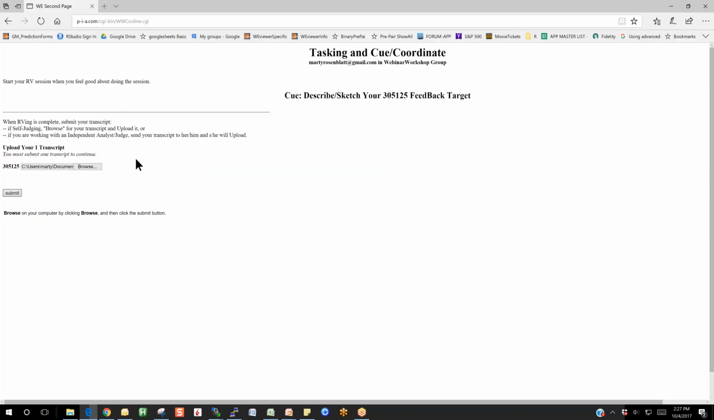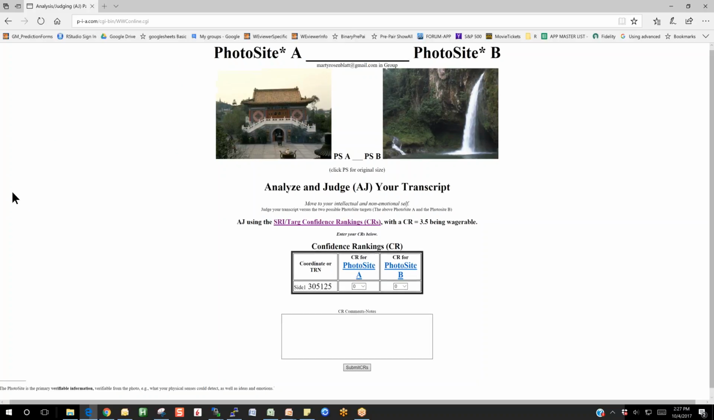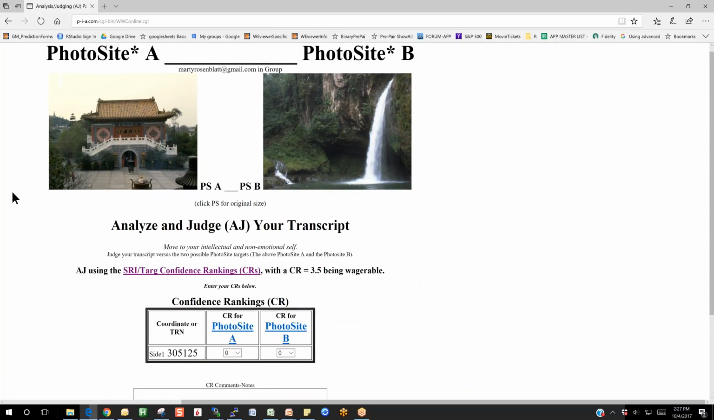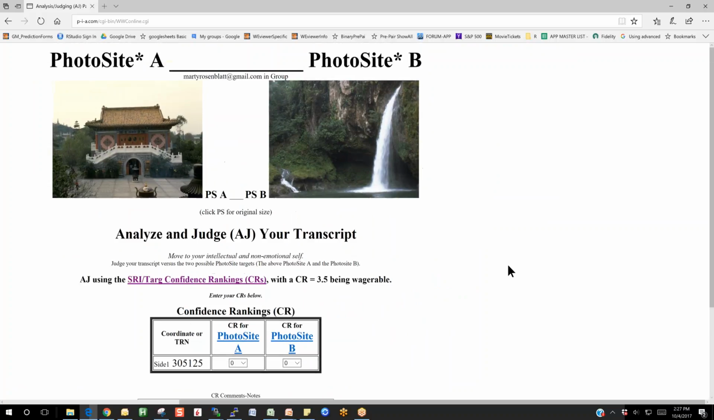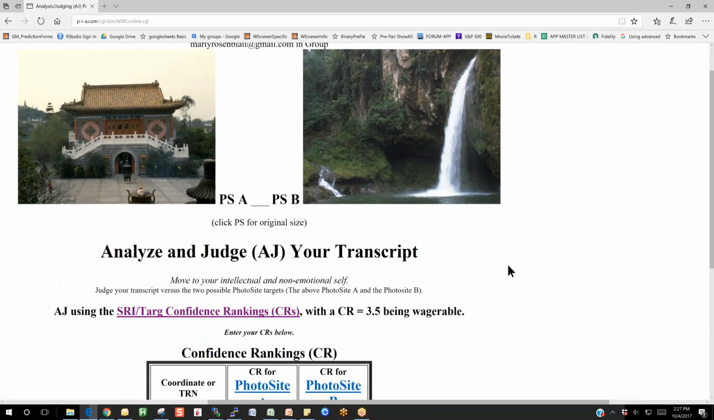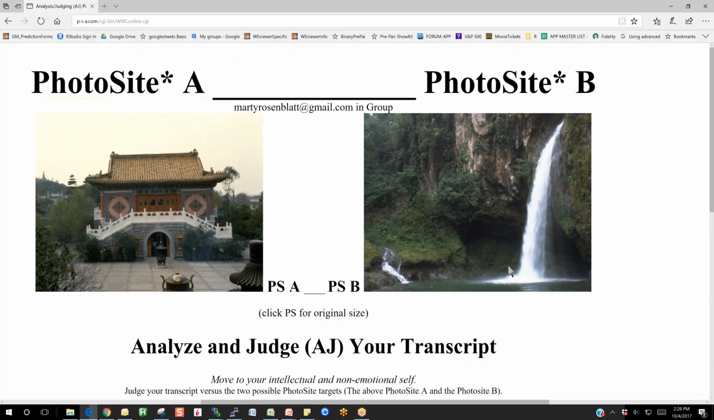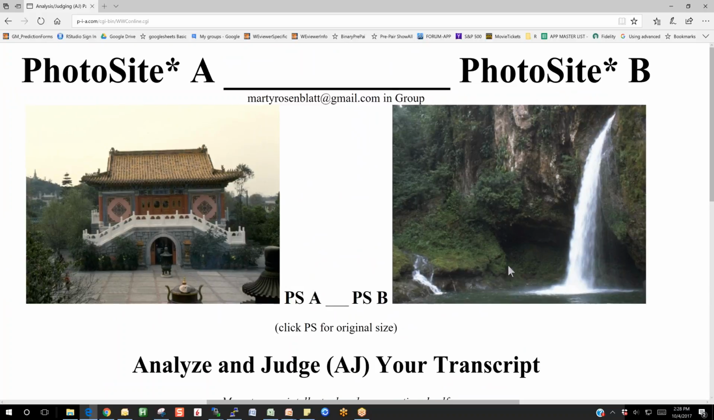And the next step is, now that we're done, to get into the intellectual mode and look at the two photo site choices and do your judging. So there they are. There's photo site A and photo site B, for coordinate 305, 125. And I will put in the group predictions. You saw the 0 to 7. So now that's your job, is to go ahead, and I'll make these as big as I can, and go ahead on your transcript and mark it up analogously to how I did.